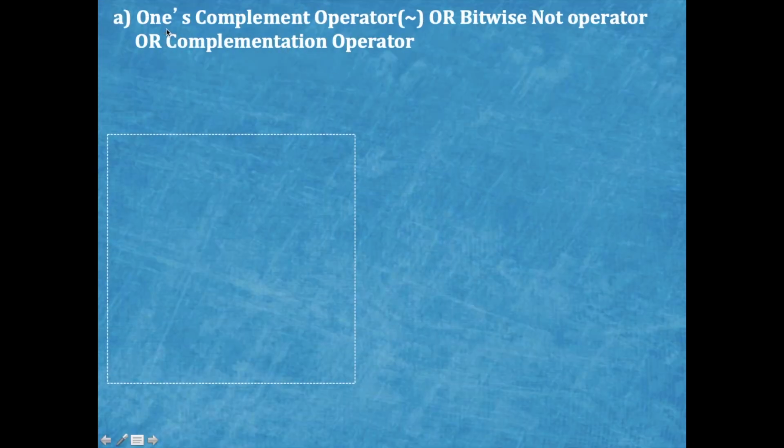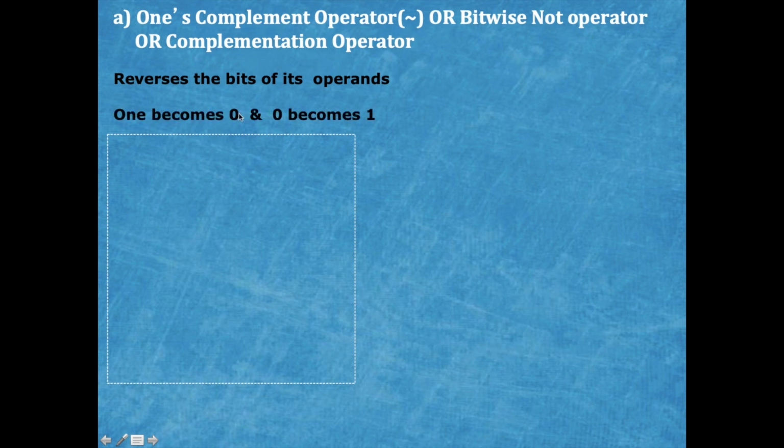The first bitwise operator which we are going to study is called the ones complement operator, or bitwise not operator, or complementation operator, which is given by a tilde of the English language. Now what exactly will this operator do? This operator reverses the bits of its operands. What I mean is that 1 becomes 0 and 0 becomes 1.